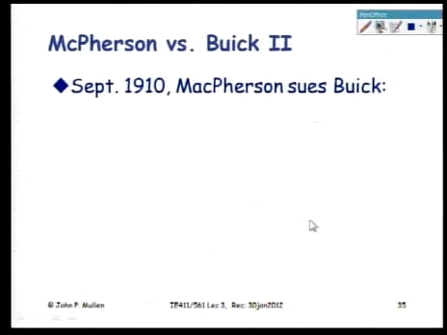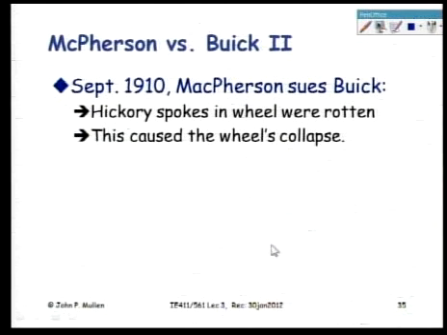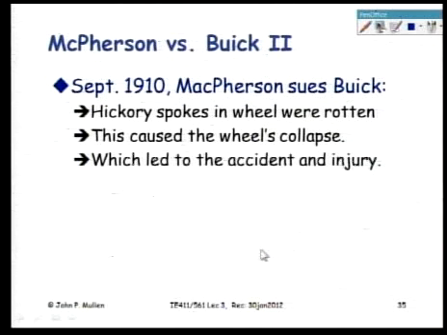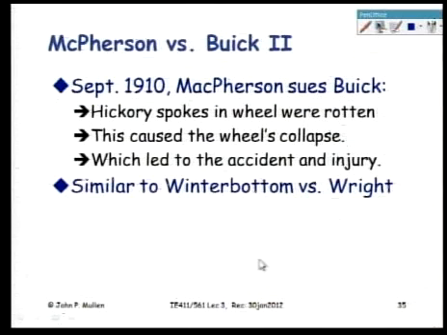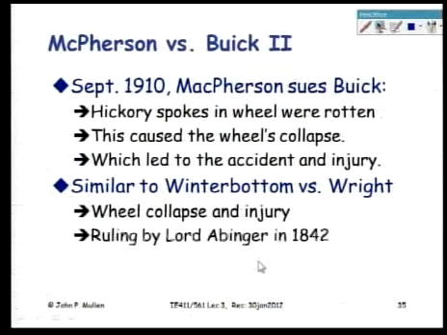So, in September of 1910, McPherson sues Buick. The claim is that the hickory spokes in the wheel were rotten, and this caused the wheel to collapse. Yes, they made them out of wood in those days, which led to the accident and injury. This is similar to an earlier lawsuit, Winterbottom versus Wright. There was a wheel collapse and injury.